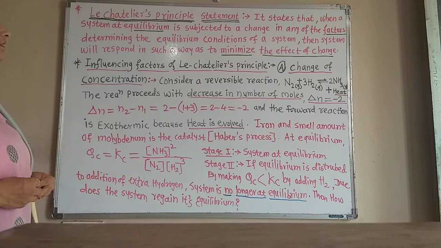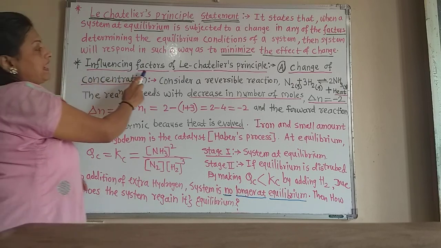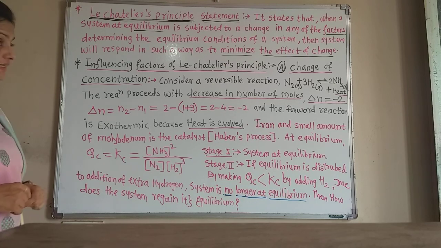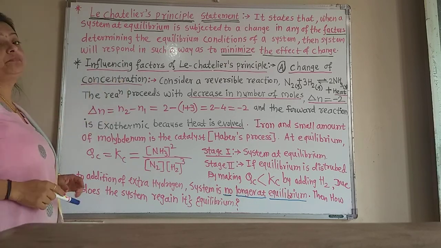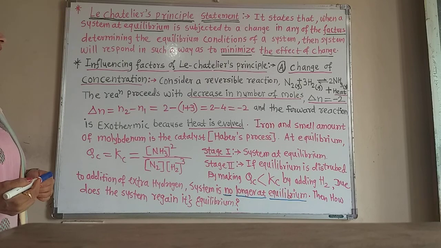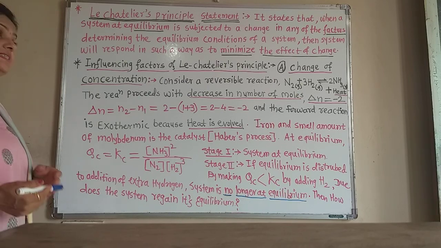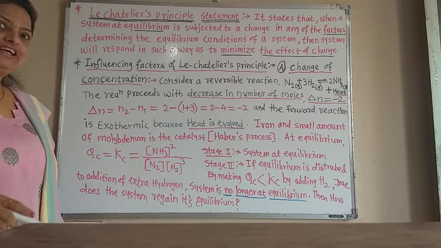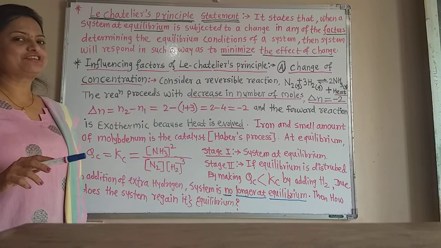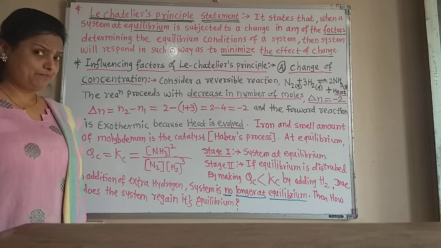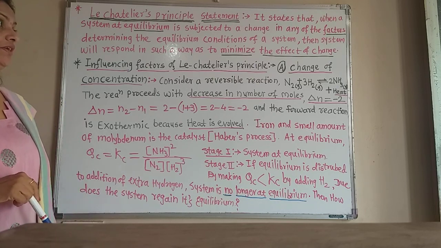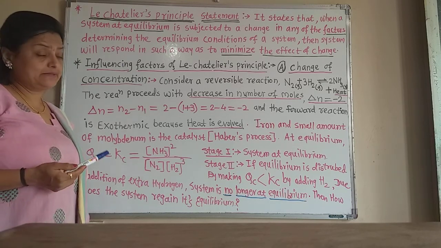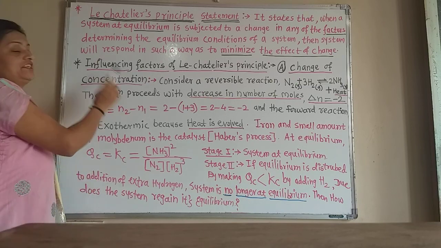Now let us learn the influencing factors of the Le Chatelier principle. Suppose the first factor which influences the equilibrium is the change of concentration. During equilibrium, if we change the concentration of any reactant or any product, then what happens? Let us learn. So the first influencing factor of the Le Chatelier principle is the change of concentration.